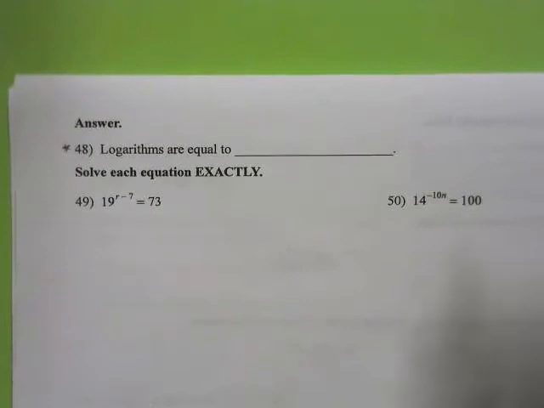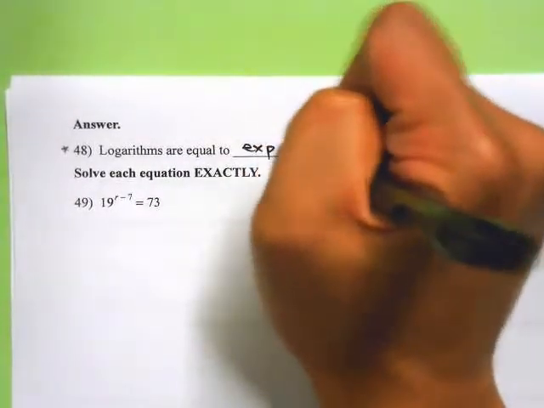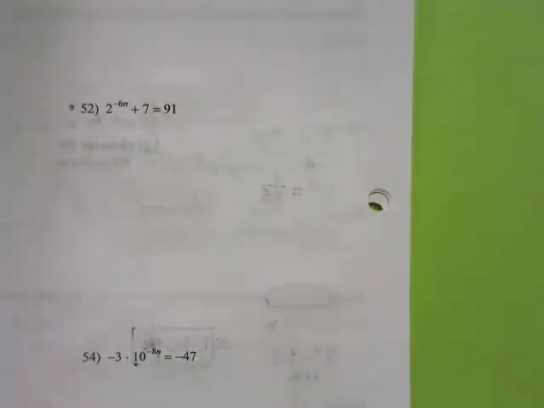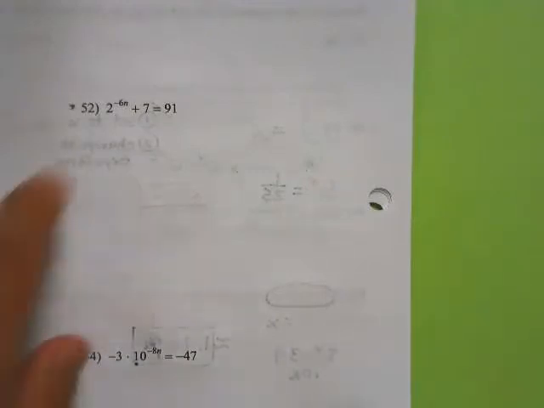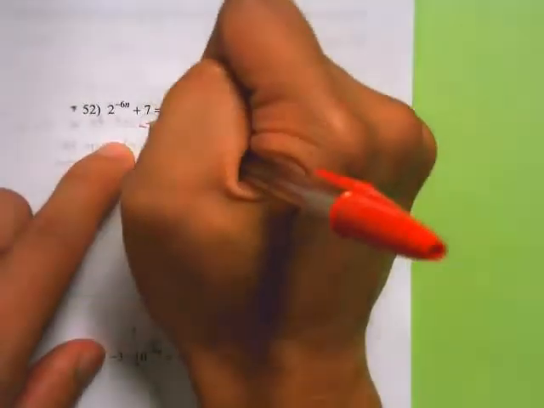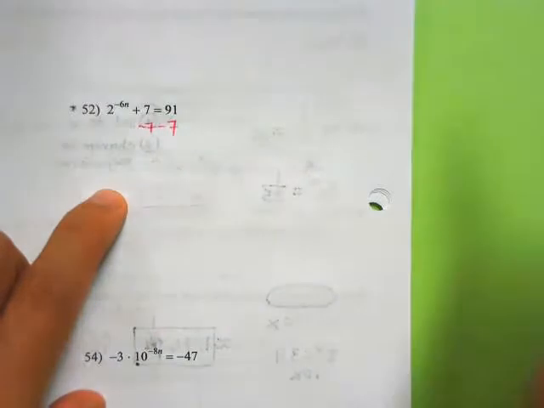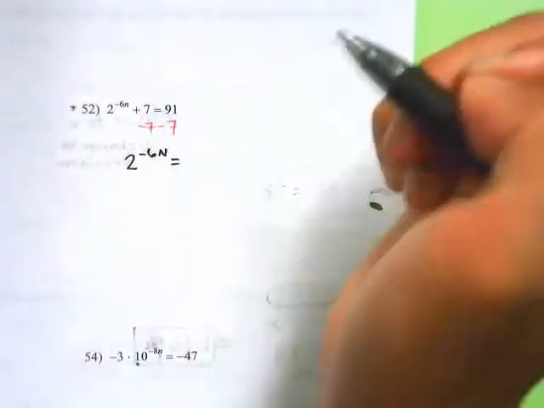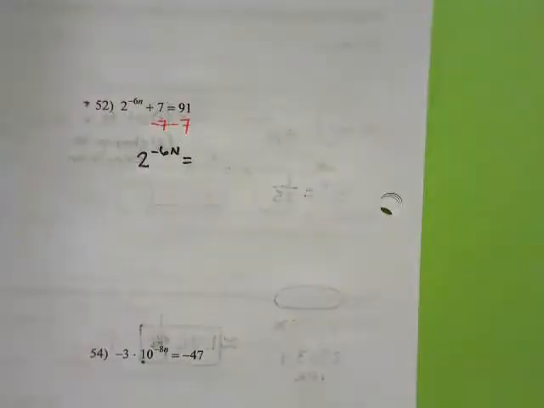Logarithms are equal to exponents. Let's do 52. So to do stuff like 49, I'll show you guys how to do that by doing 52. To solve for x, or to solve for that variable, let's just minus 7 on both sides. Then this is going to be 2 to the negative 6n. I want to capitalize my n just for right now.